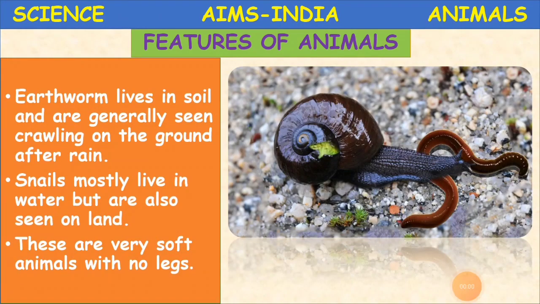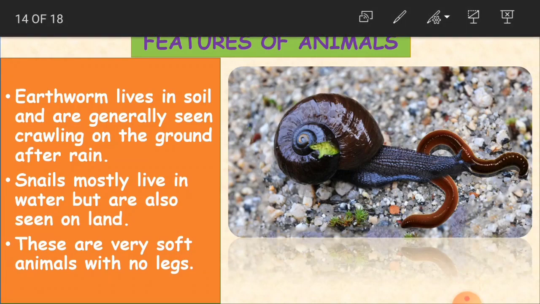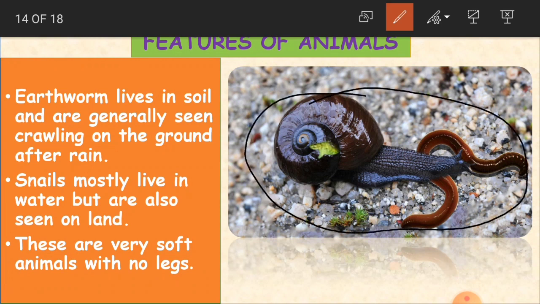The worm lives in soil and is generally seen crawling on the ground after rain. Children, are you able to observe this creature? What do we call this? It is an earthworm. Where does it live? It lives in the soil. This earthworm is generally seen crawling on the ground after rain, mostly in the rainy season.